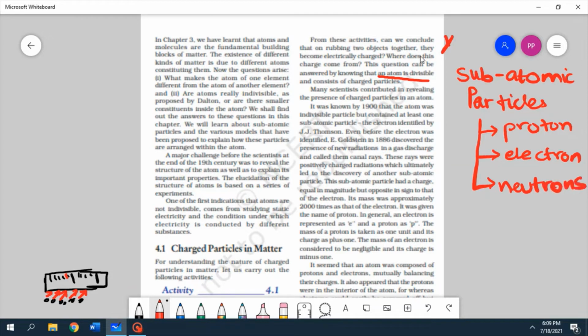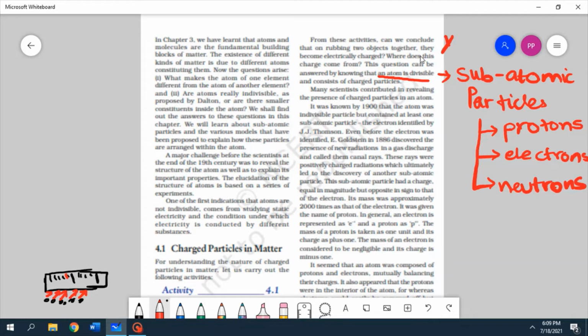So protons, electrons, and neutrons. These are the subatomic particles. Many scientists contributed in revealing the presence of charged particles in an atom. There wasn't just one scientist who discovered all three substances in one day. There were many decades of experiments, and many scientists who put in a lot of work to discover protons, electrons, and neutrons.